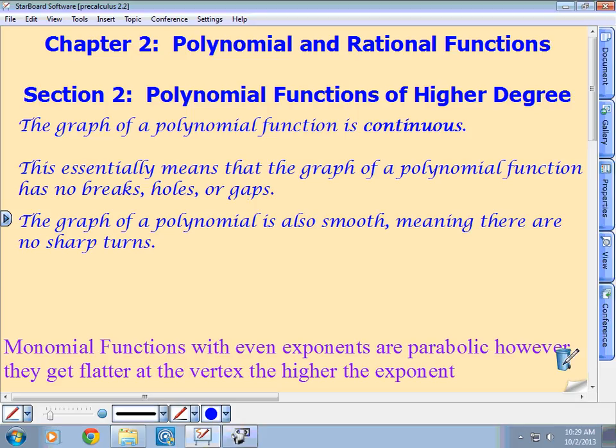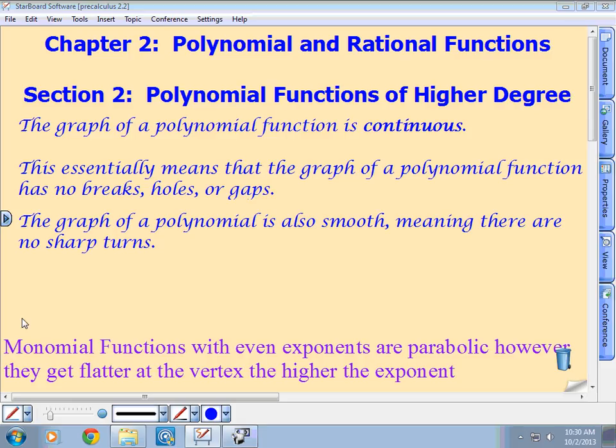All right, so let's get some of these filled in. So chapter 2, we're going to talk about the polynomial and rational functions. Okay, so in section 2, a polynomial function of higher degree. So the graph of a polynomial function is continuous.